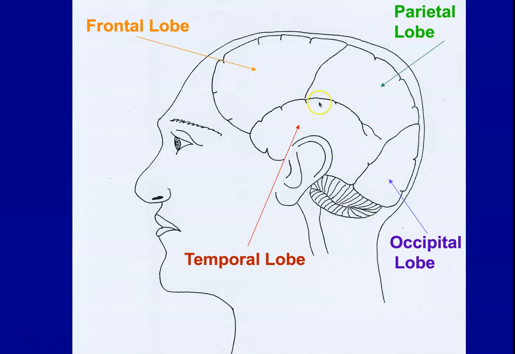The temporal lobe, this area here, has to do with processing auditory information. People that have trouble with this area may have trouble recognizing sounds. This area also does some association cortex for the visual system, and so folks may have trouble with processing faces if they have an injury to a particular region of the temporal lobe.